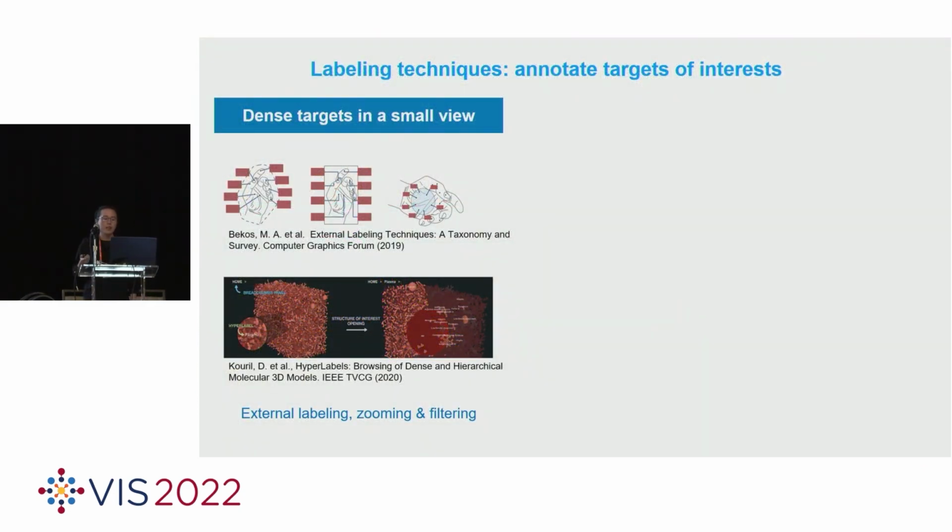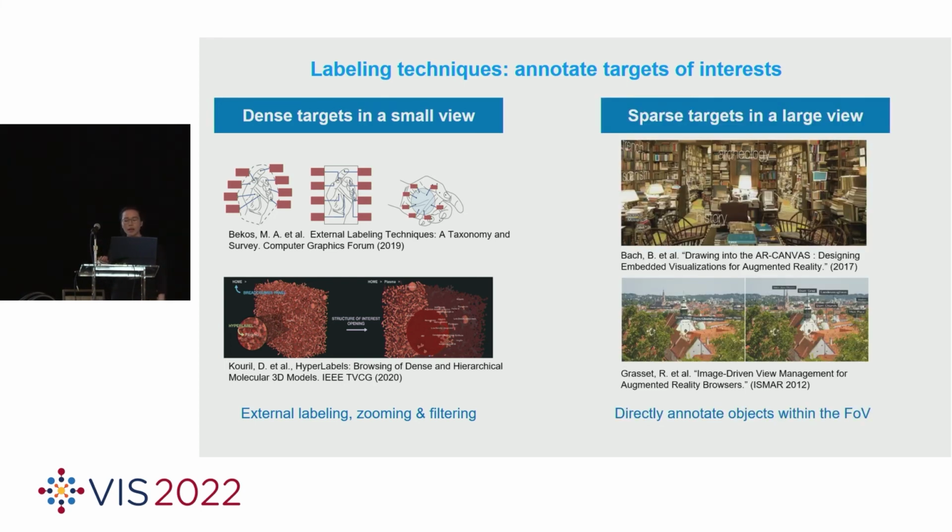Broadly speaking, labeling techniques are used to annotate targets of interest on a given view. In a 2D visualization, the main challenge is to address dense targets in a small view. So external labeling, zooming, or filtering techniques were studied. On the other hand, in the AR scenario, the real-world objects are usually sparse in the physical environment, and the physical targets cannot be manipulated or scaled like the digital targets on a 2D screen.